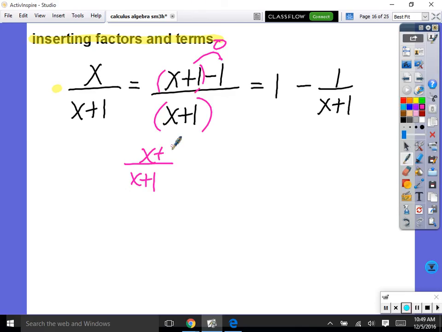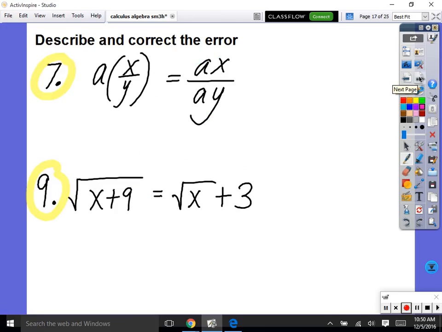Okay. So x plus 1 plus negative 1 over x plus 1. Isn't this the same thing? And that's okay, right? There's a common denominator. So you're right. That is a 1 minus 1 over x plus 1. Good. Good seeing that. Those are the eyes that you need in calculus.